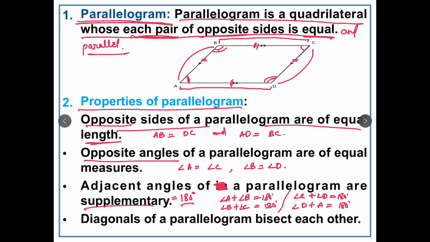Next, the diagonals of a parallelogram bisect each other. So when you draw the diagonals of the parallelogram, they will bisect each other, not perpendicularly, but they will bisect each other. That means this part of the diagonal will be equal to this part. Similarly, this part of the diagonal will be equal to this part here. That's the property of the parallelogram.